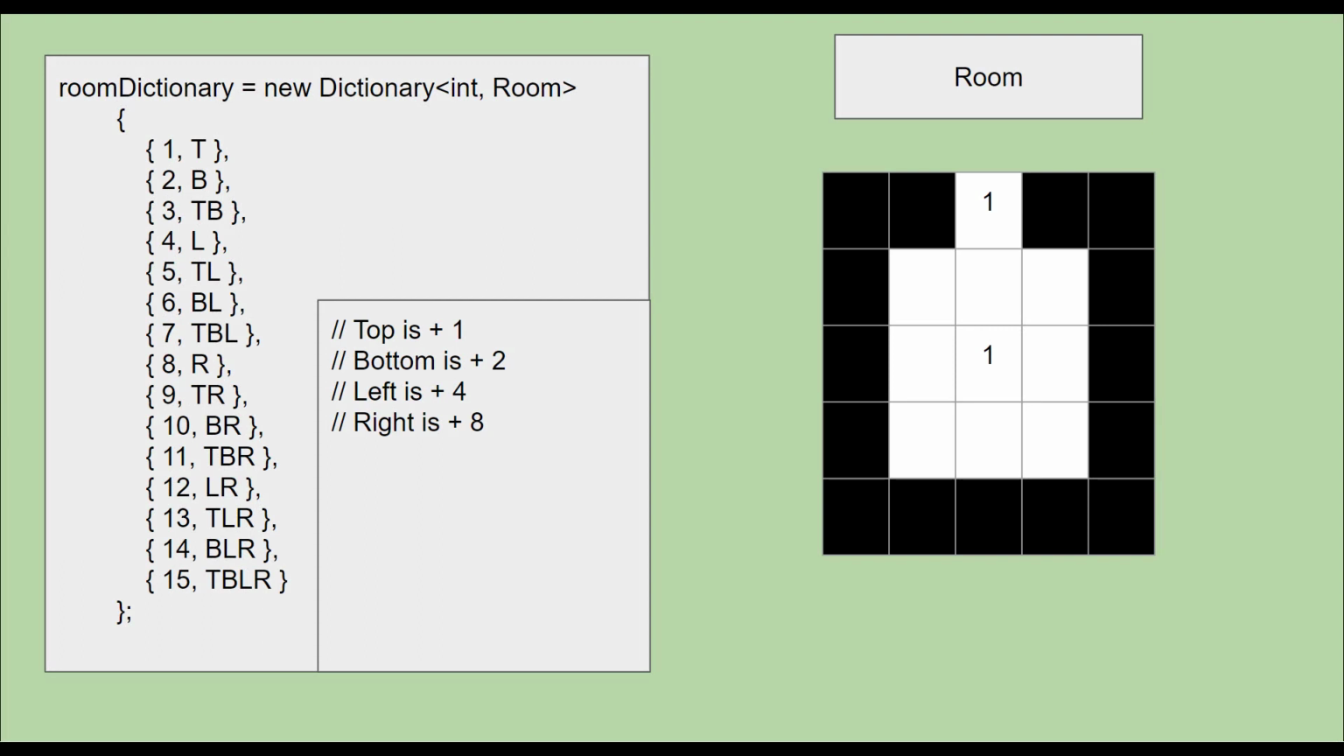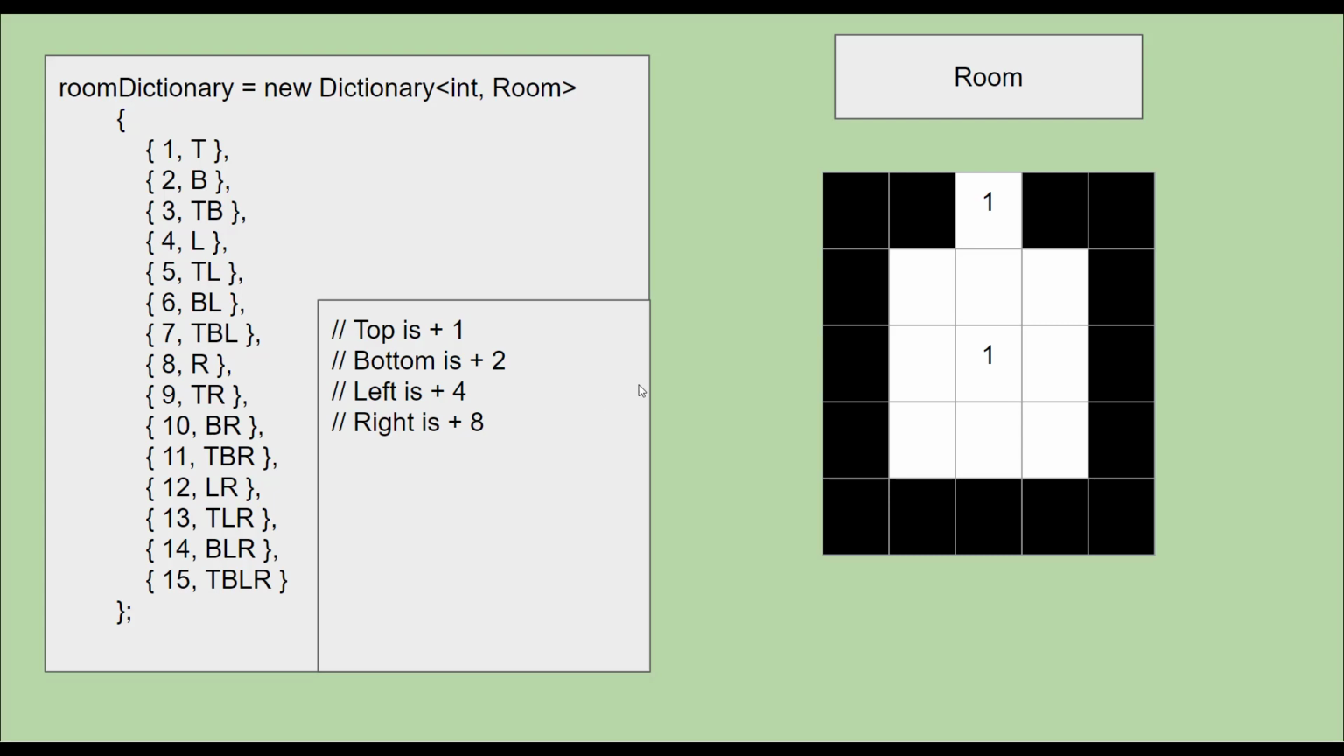My first step was to create a dictionary of integers from 1 to 15 to correspond with each of my 15 room prefabs. So the room shown on the right is a room with a top entrance, which will be represented by 1. To calculate the values, you simply add up its entrance values. You add 1 for a top entrance, 2 for a bottom entrance, 4 for a left entrance, and 8 for a right entrance. This is nice because I don't have to store 4 Boolean values telling me if a room has an entrance or not. It makes things super easy.